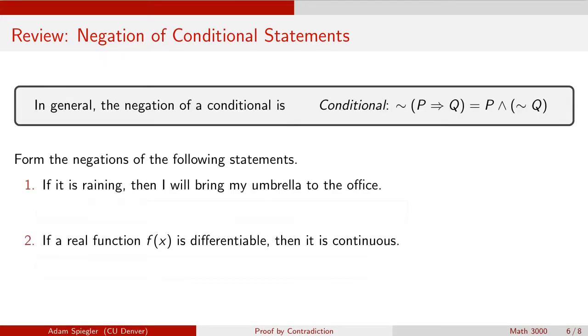To take a look at a couple of examples, let's say we have the following conditional statement: if it is raining, then I will bring my umbrella to the office. What would the negation of this look like? It would be P and not Q. In this case, the hypothesis, it is raining, is true, and the conclusion is false. So this would be: it is raining, and I did not bring my umbrella to the office.